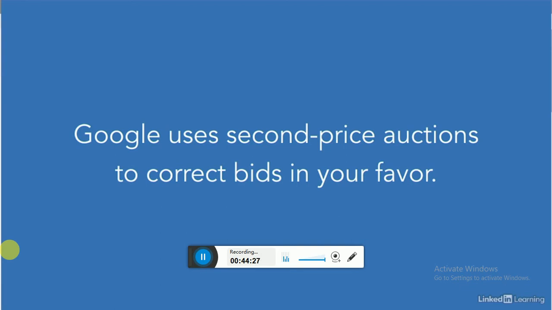Now, as we go through this course, I'll be discussing how to achieve high quality scores. Essentially, it's going to boil down to improving your ad quality through the right keywords and ad copy, refining your landing page experience, and leveraging all of the available ad formats.